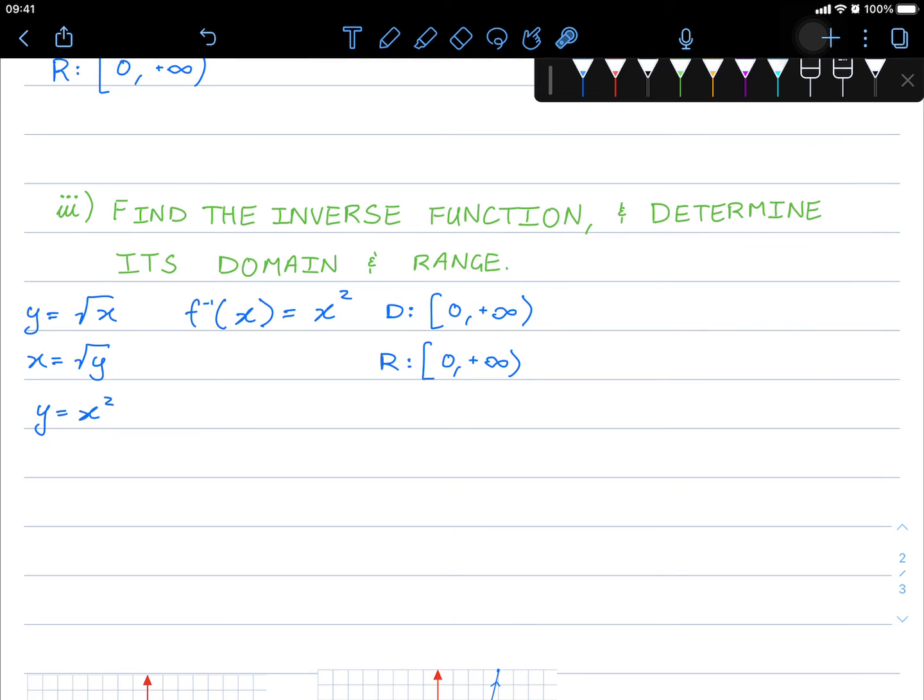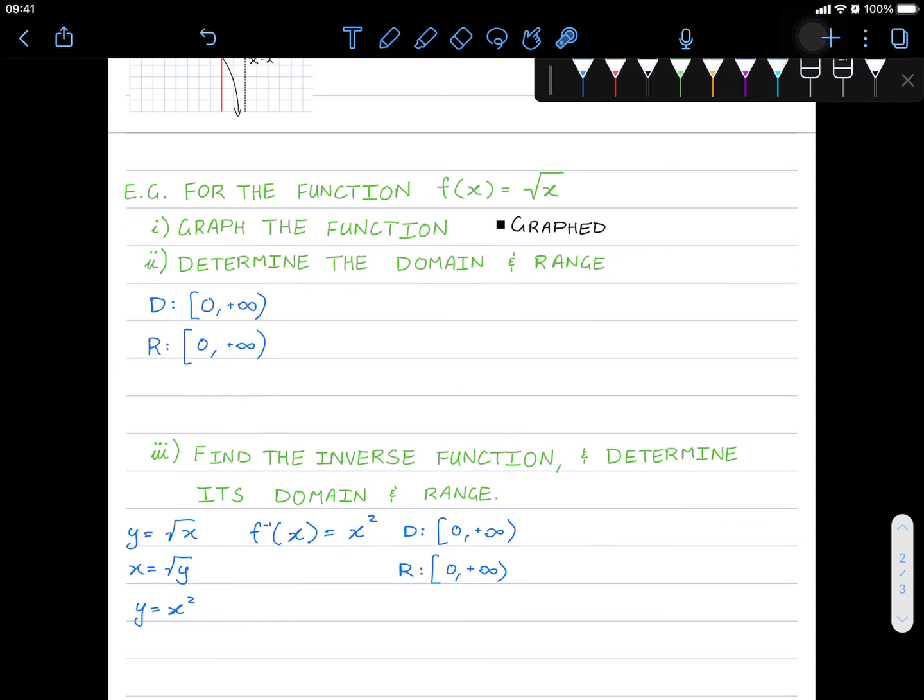So I hope that gave you an insight into the domain and range of the inverse function.